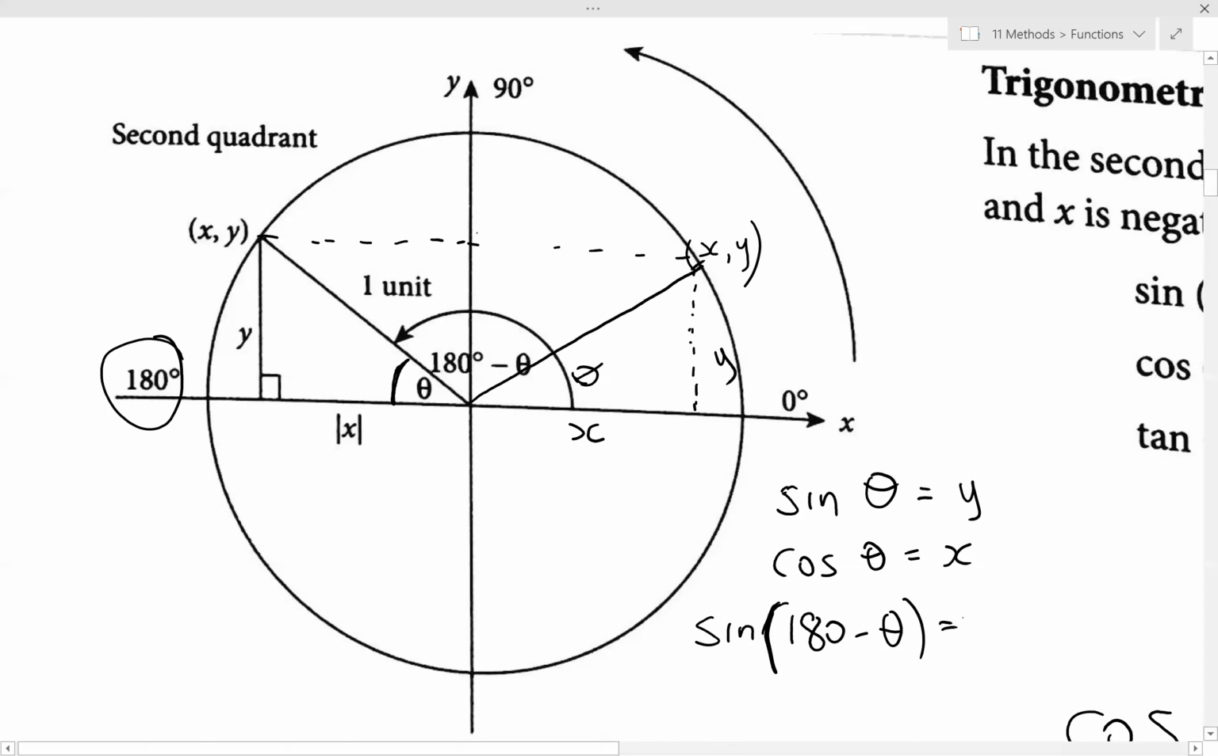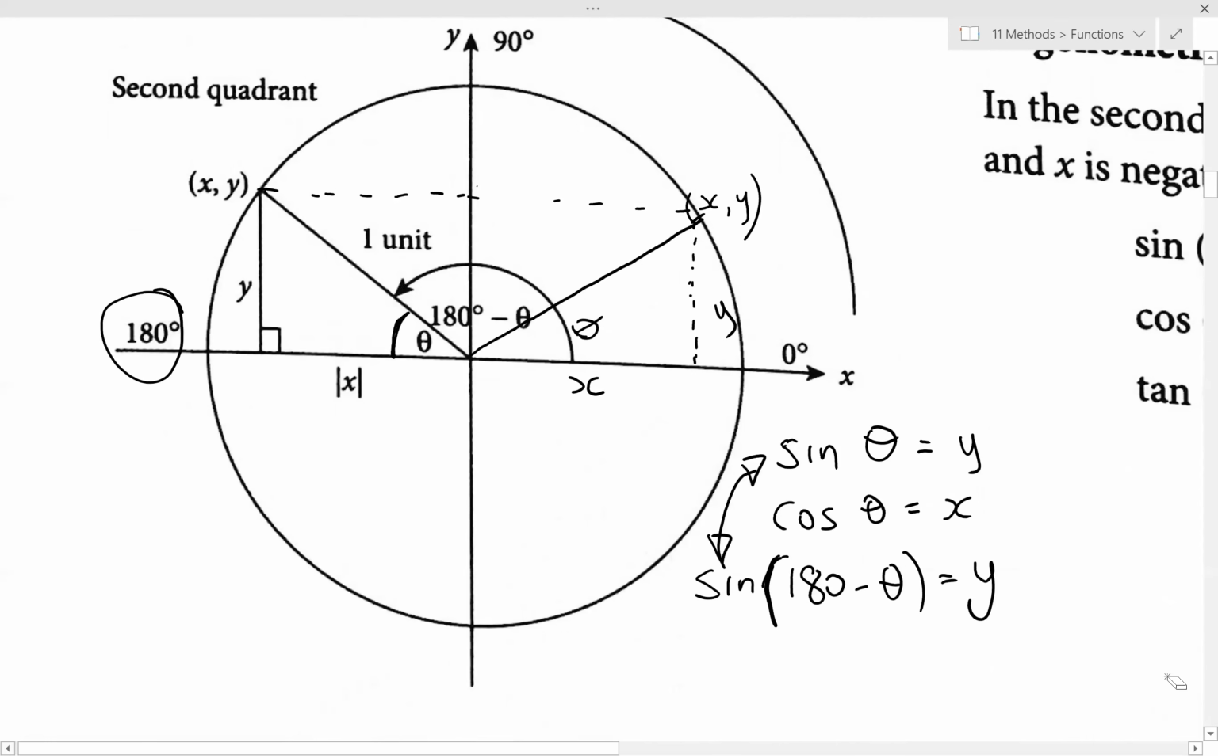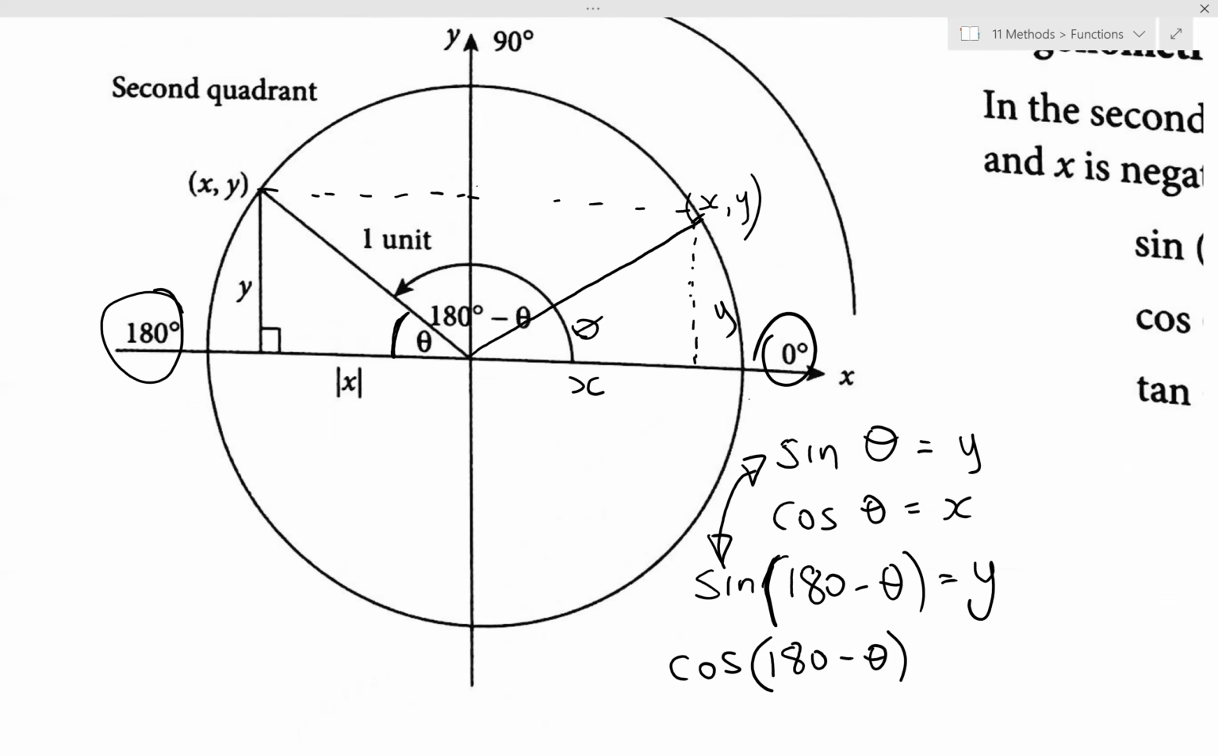So when I'm looking in the second quadrant and I'm looking at sine of an angle, the value of sine is going to be exactly the same as if I did sine of theta. Those two things will give me the same answer. However, if I do cos of my angle here, not cos of theta, remember that we're always measuring from the 0 of the x-axis. So when I'm referring to that angle, I'm actually talking about cos of 180 subtract theta.